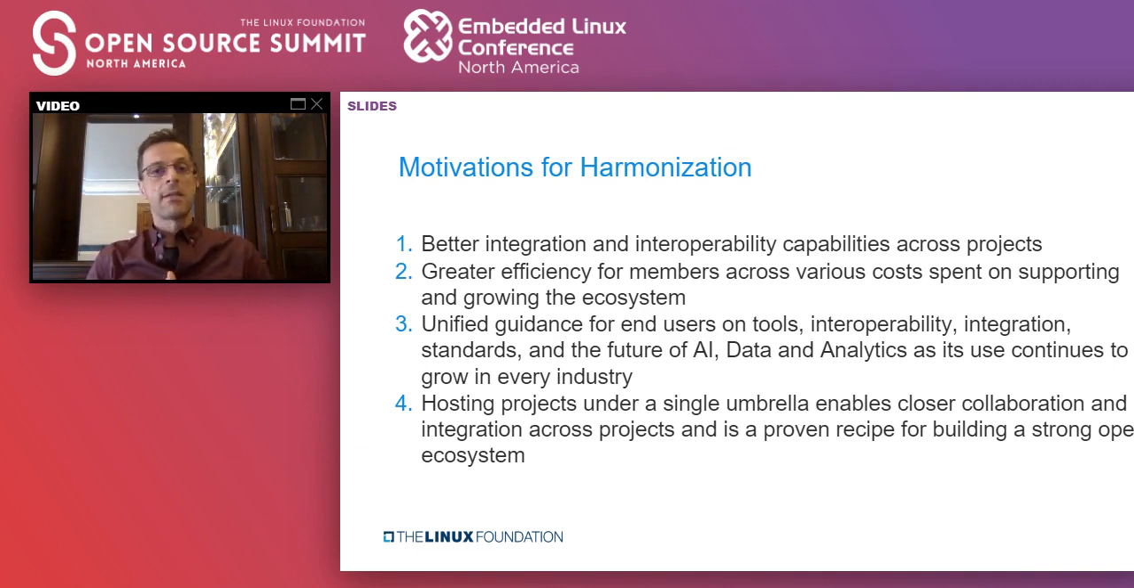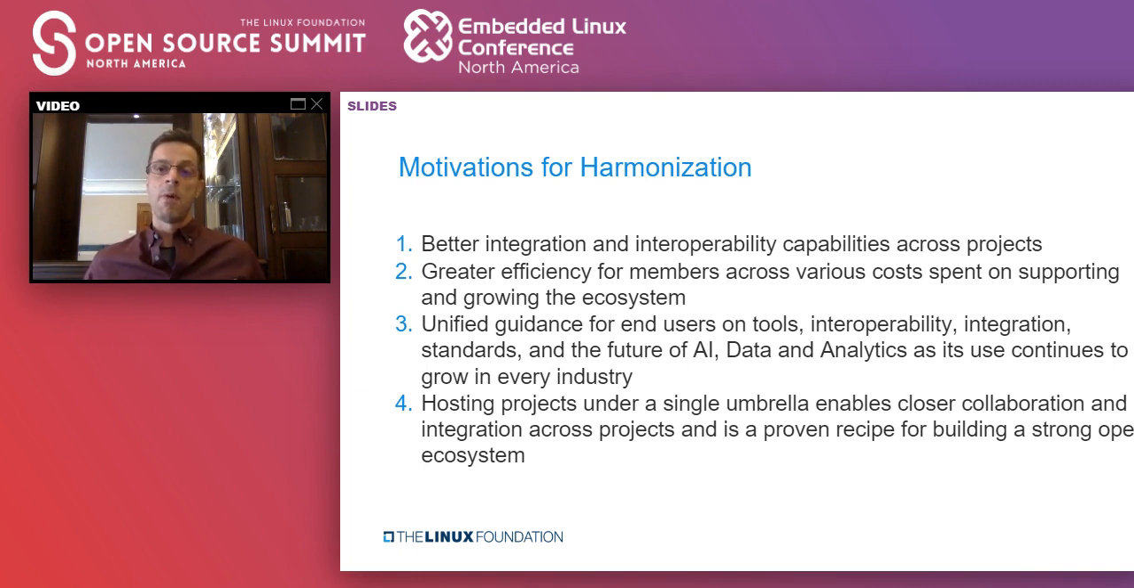So I have these slides that relate to motivation for harmonization. Basically, our efforts go in different directions. One of them is to provide integration and interoperability capability across the different projects. And we have a presentation coming up later during this mini summit that will provide more details on this.